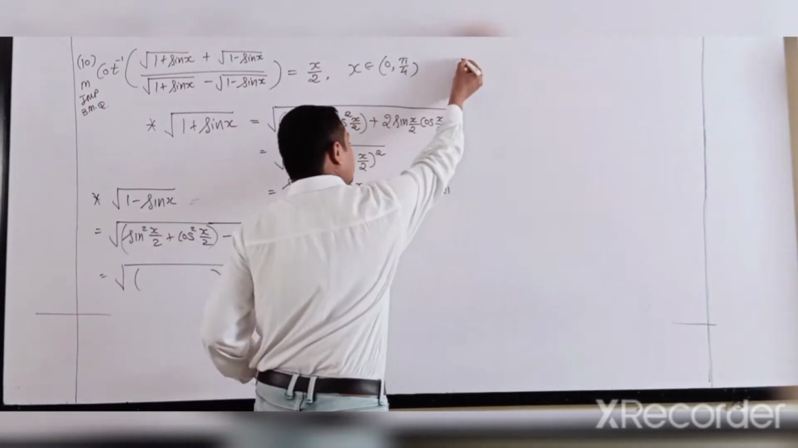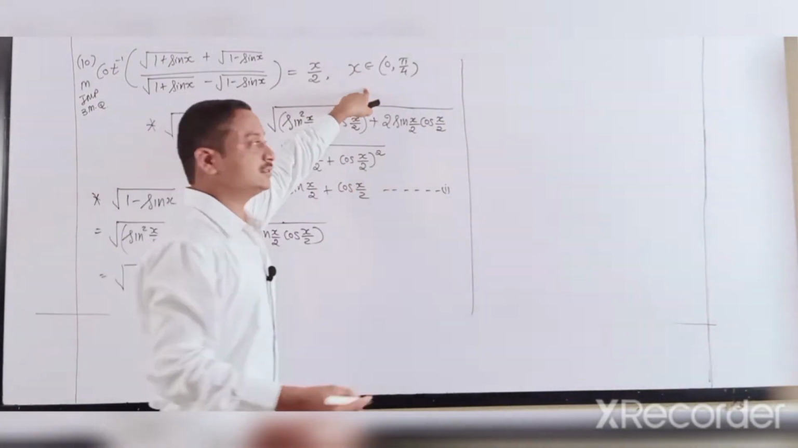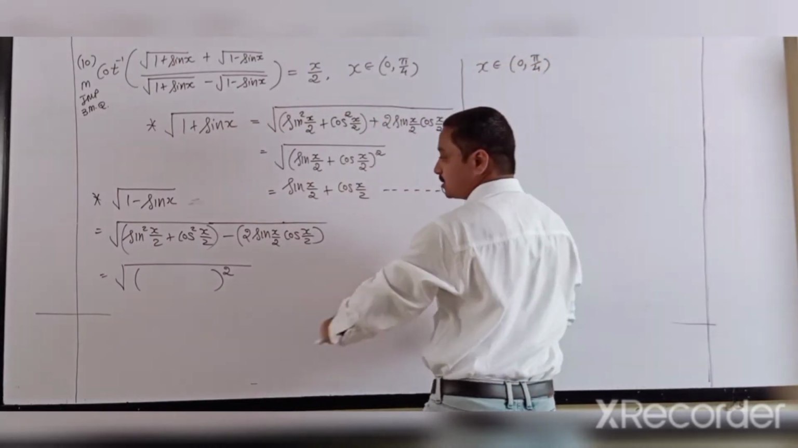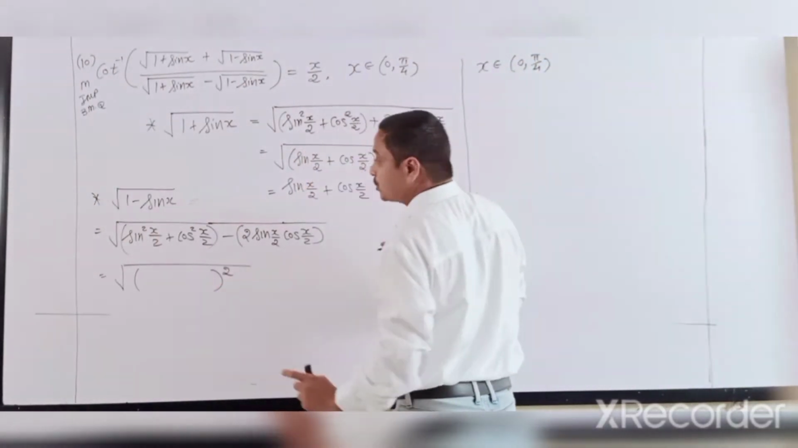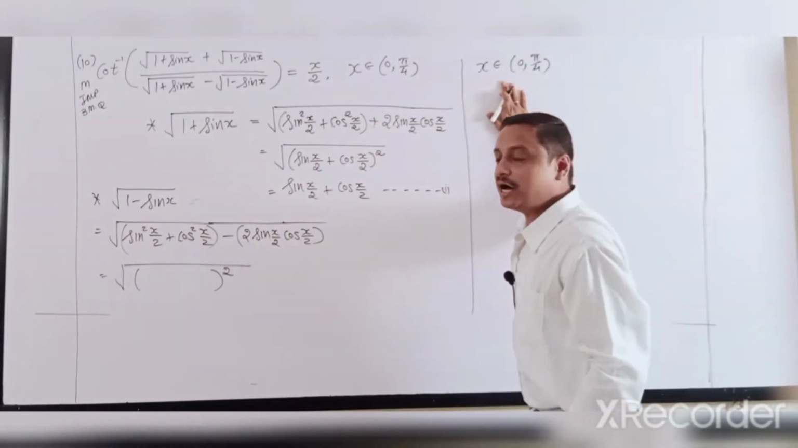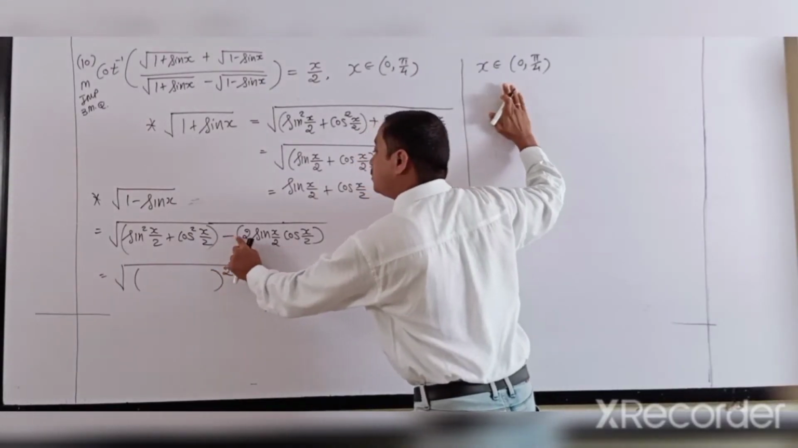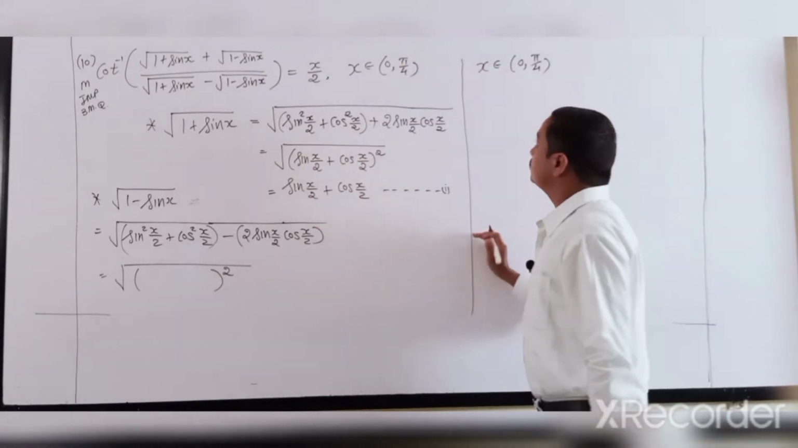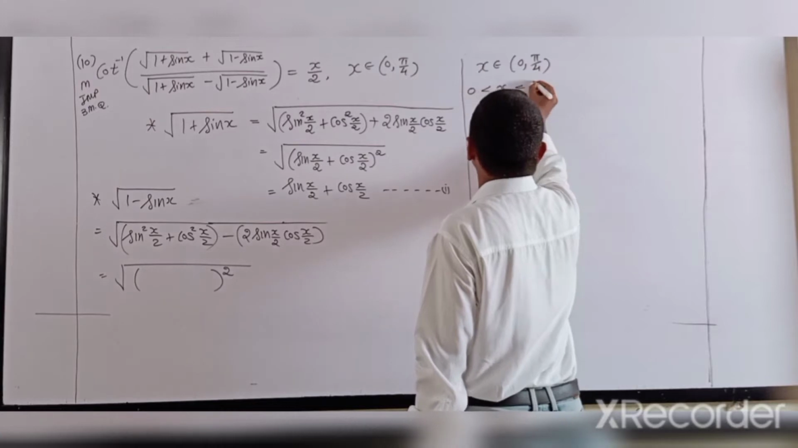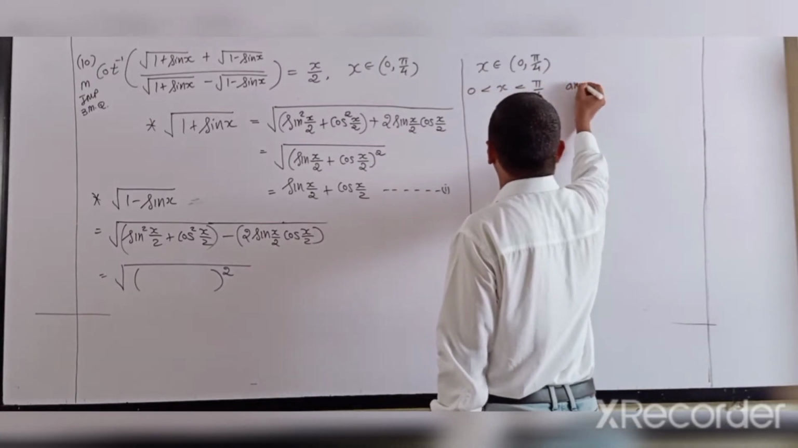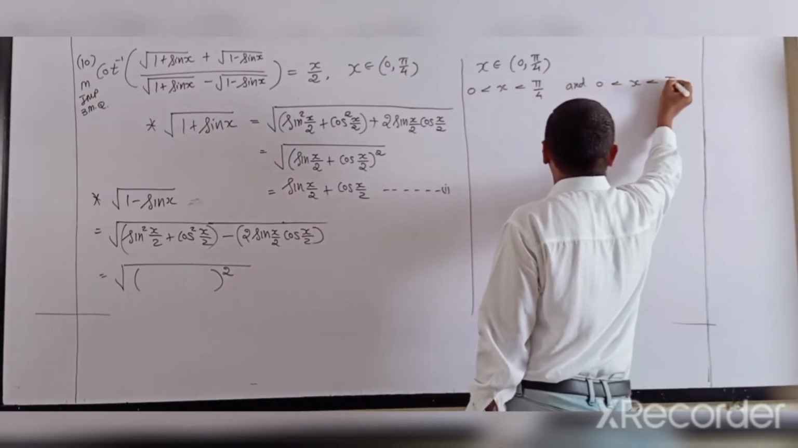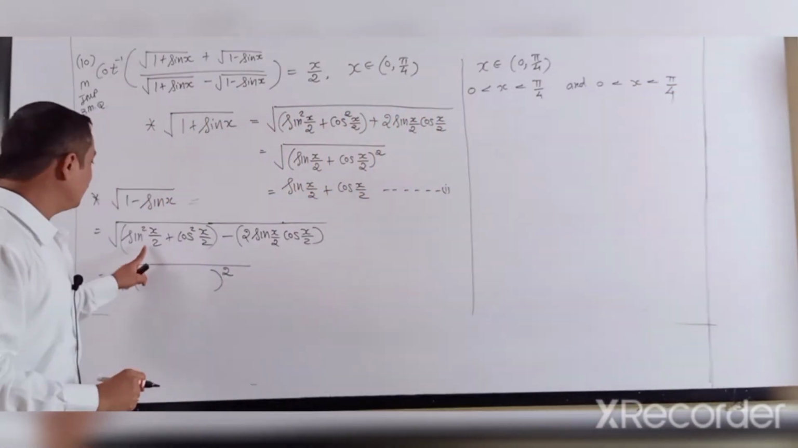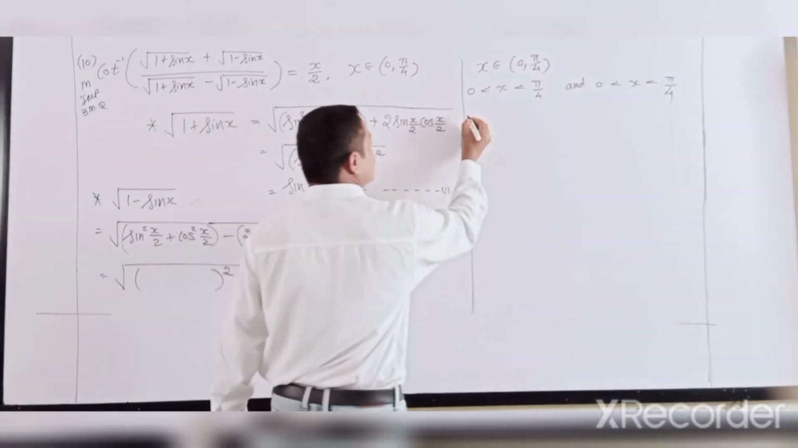So before I judge, I go to the condition. X belongs to 0 to pi by 4. Students, these steps are often left out. First check the condition, after that decide these steps, because here minus is given. If it is plus then write directly, no issue. So 0 less than x less than pi by 4, and 0 less than x less than pi by 4, I write 2 times, because one time for sin, one time for cos x by 2.